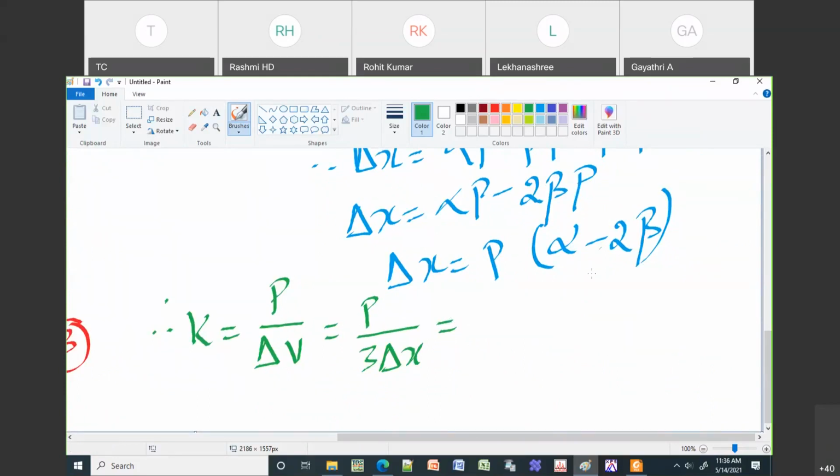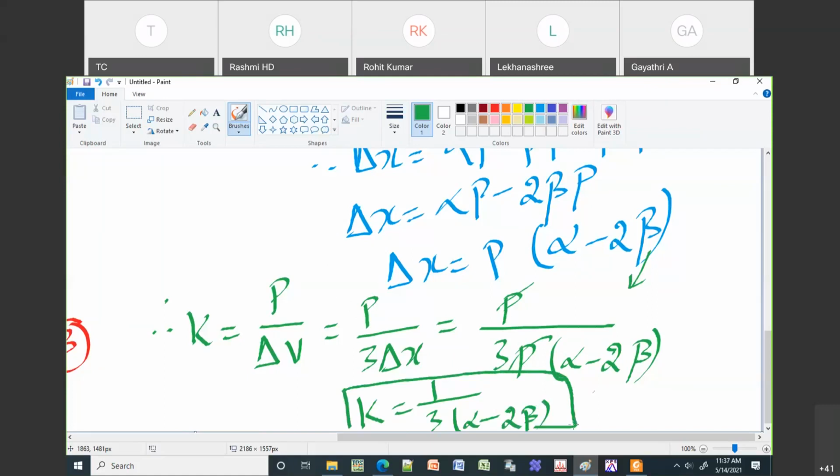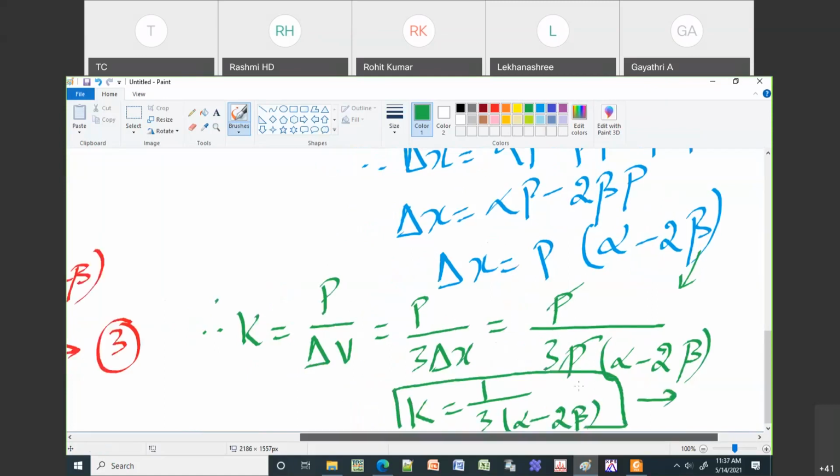If I use this in the next equation, what happens? P divided by 3P into alpha minus 2 times beta. Again P and P cancel, and what you are getting is K equals 1 by 3 into alpha minus 2 beta. So this is your equation number 4.